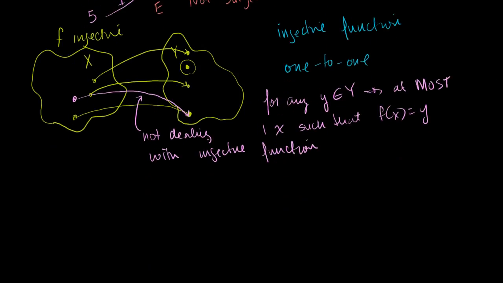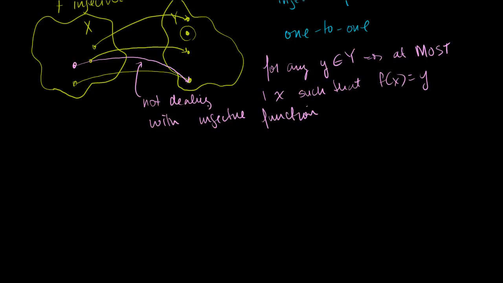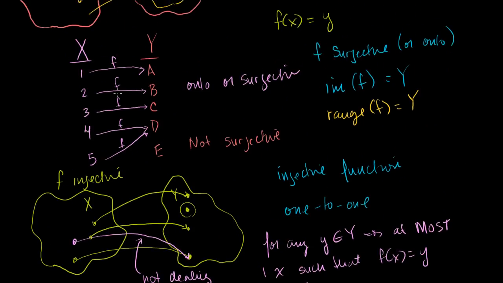Let me draw another example here. So let's actually go back to this example right here. When I added this e here, we said this is not surjective anymore because every one of these guys is not being mapped to. Is this an injective function? Well, no, because I have f of 5 and f of 4 both map to d. So this is what breaks its one-to-oneness or its injectiveness. This is what breaks its surjectiveness.